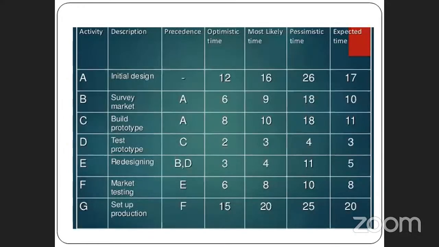A small example I have given. For initial design, the optimistic value is 12, the most likely time is 16, and the pessimistic value is 26. So T0 should be 12, TM should be 16, and TP should be 26. We know the formula T0 plus 4TM plus TP divided by 6. Applying these values in the formula, you will get the answer 17. By this method, you want to find all these values.